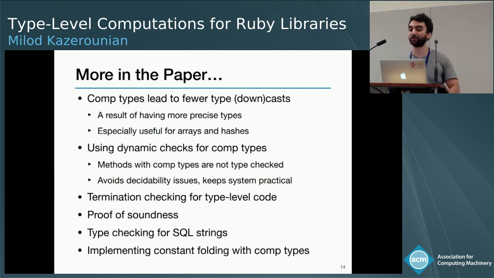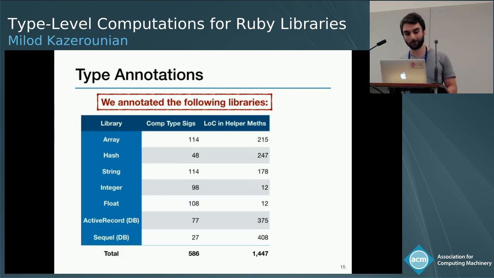So instead, we use dynamic checks to enforce the correctness of CompTypes and to ultimately enforce the soundness of our type system. We also implemented a lightweight termination checker for type-level code, which ensures that type checking is terminating. We formalized our system and proved its soundness. We implemented type checking for SQL strings, and we found a way to implement constant folding within our type checker using CompTypes as well.